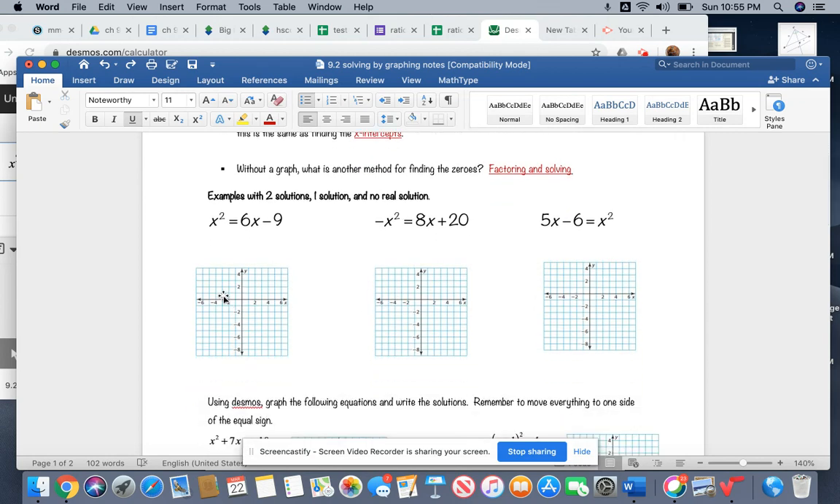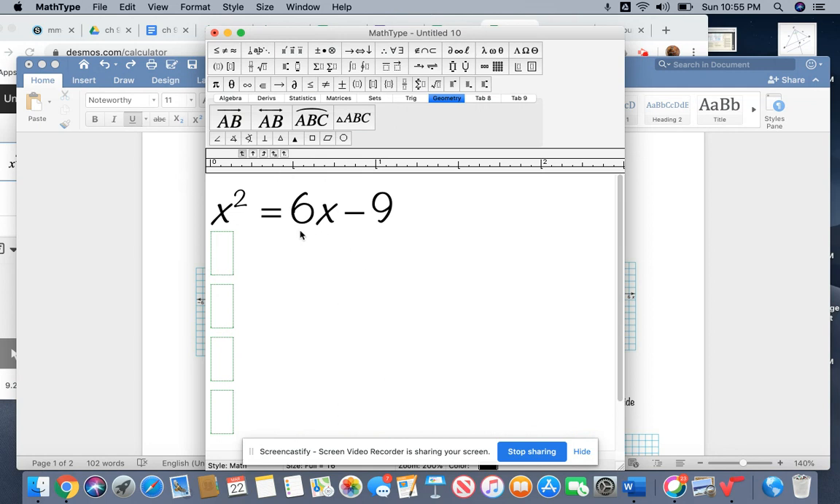So we're going to look at these three examples, and we're going to have one that has two solutions, one solution, and no real solutions. We're going to take a peek at how we would even look at this first one. Since it is not in standard form, we're going to need to move an x. If you're doing this the quickest way, you would move this x squared to the other side by subtracting x squared from both sides so that you would get 0 equals negative x squared plus 6x minus 9.